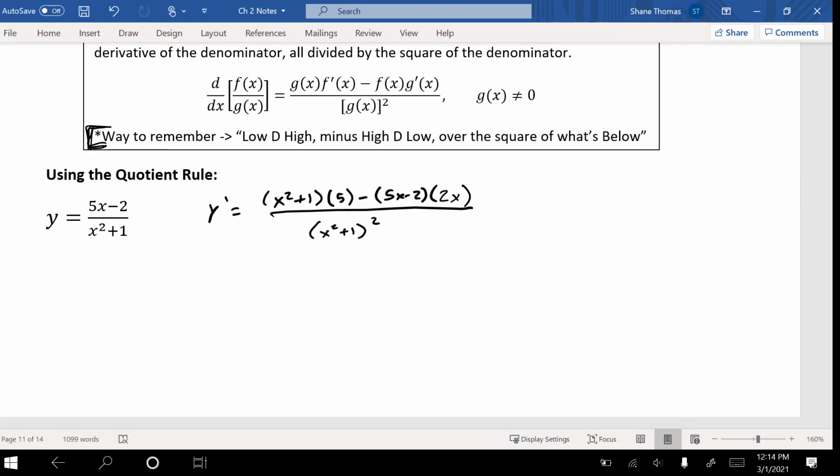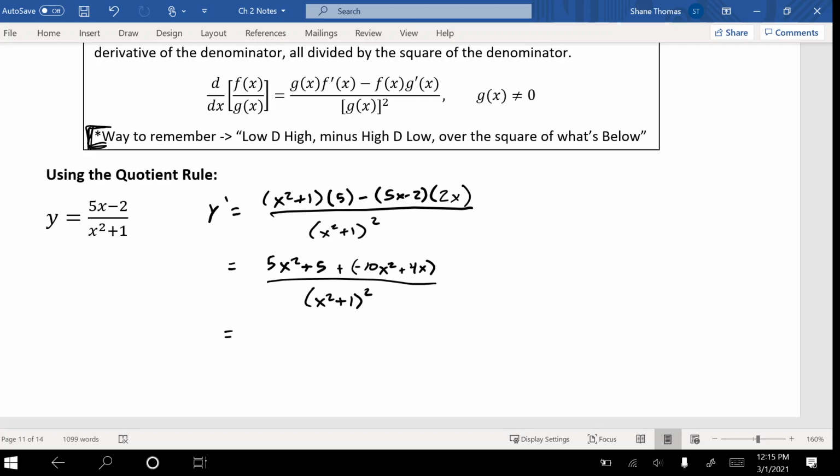Simplify. So on top, I'm going to have a little distribution, so 5x squared plus 5. Over here, I'll leave the negative alone and distribute first. So 10x squared minus 4x. And then I would drop that, and this would become a negative, this becomes a plus. And I'm just leaving this bottom the same. I'm not expanding it. It's in factored form, so we're good there.